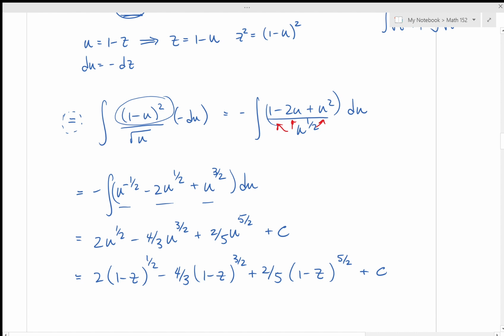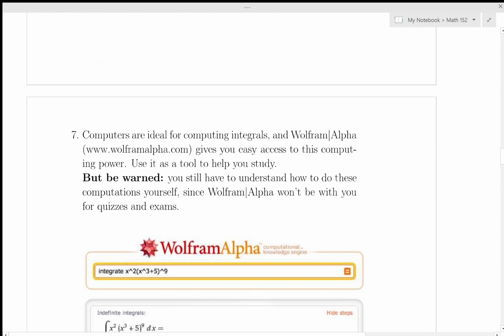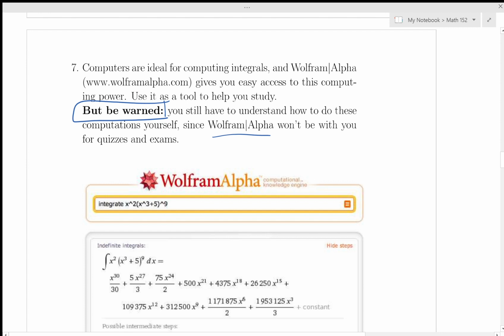So computers are ideal for computing integrals. Wolfram Alpha gives you easy access. Use it as a tool, but be warned, you have to do it yourself, and you will not be using Wolfram Alpha on quizzes and exams. Okay, so it's easy to do this. Wolfram Alpha, for example, say you wish to integrate this function here, x squared times x cubed plus 5, all to the power of 9. That's the one that we did earlier ourselves.